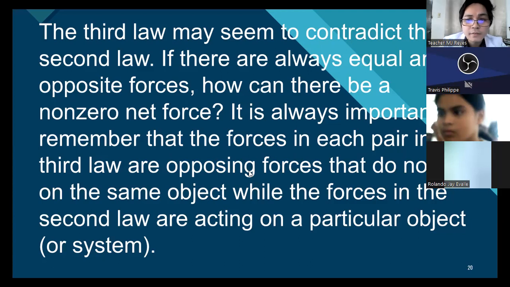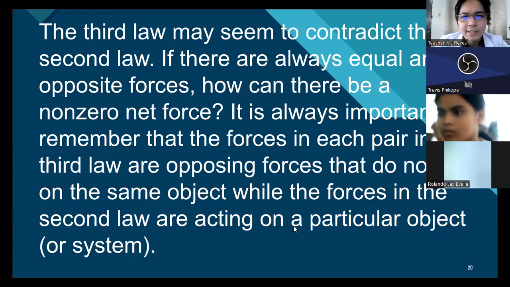Let's take a look at the difference between the three laws of motion by Newton. Number one, the first law of motion is the law of inertia, which states that an object at rest remains at rest, and an object in motion remains in motion unless acted on by an unbalanced force. There is a continuous movement unless there is an external, unbalanced force that will act on it.